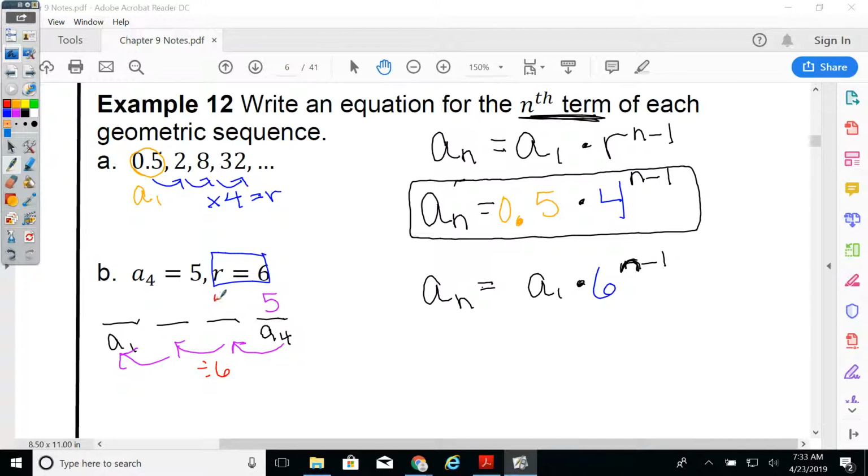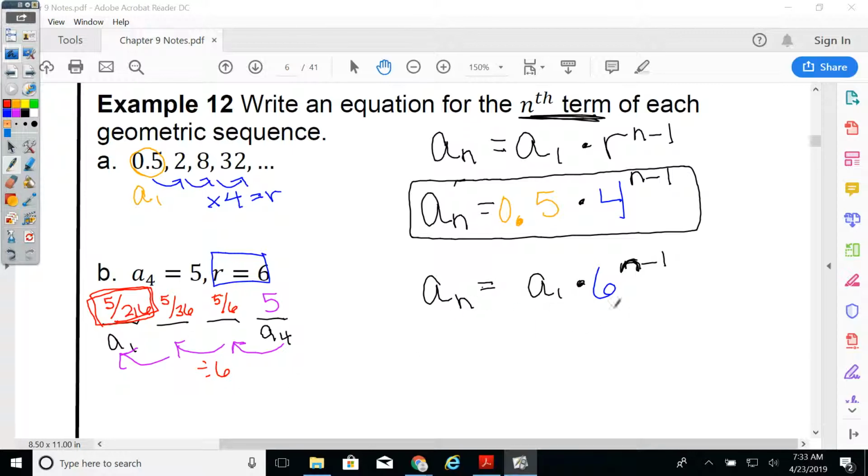So 5 divided by 6 is just 5/6, divided by 6 again is 5/36, and divided by 6 again is 5/216. So this is the number we need right here for A1. And really, we're done once we plug in that A1.